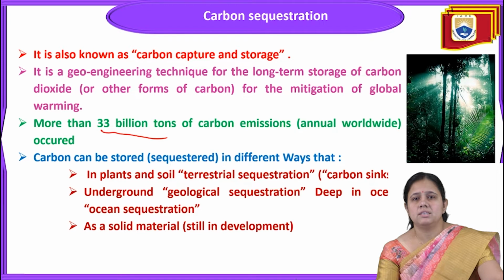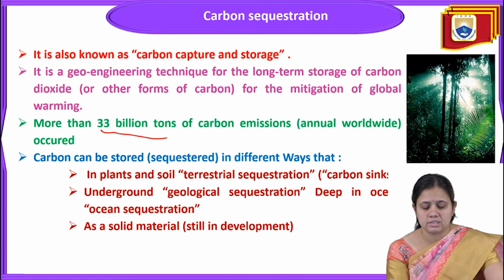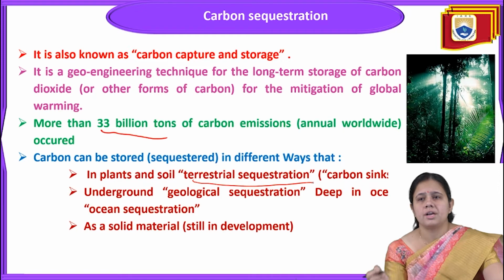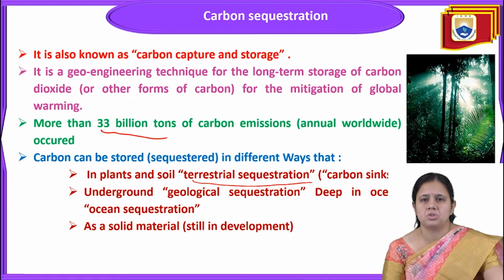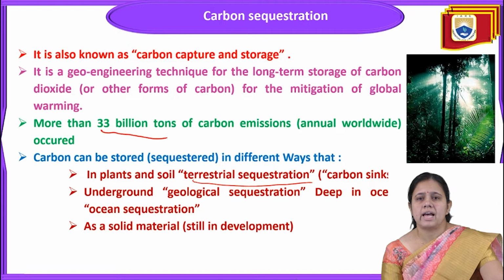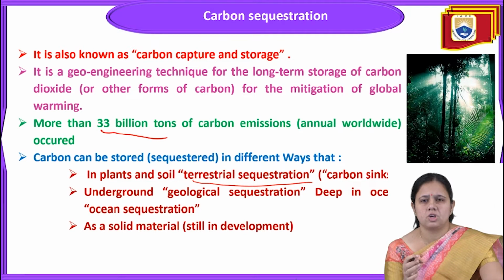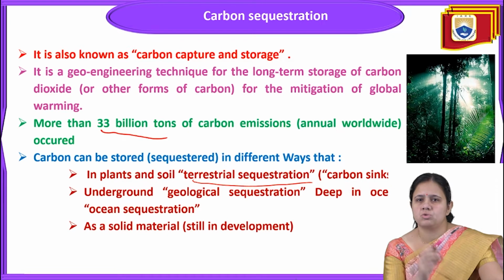Next, we can sequester or store carbon in different ways. In a plant or soil, it is called terrestrial sequestration or a carbon sink. Underground or geological sequestration, deep in the ocean, is called ocean sequestration. And next, as a solid material, research is going on into how to store carbon as a solid material.